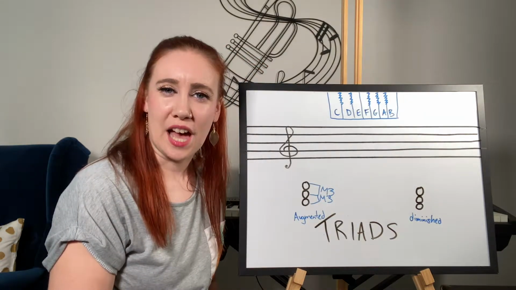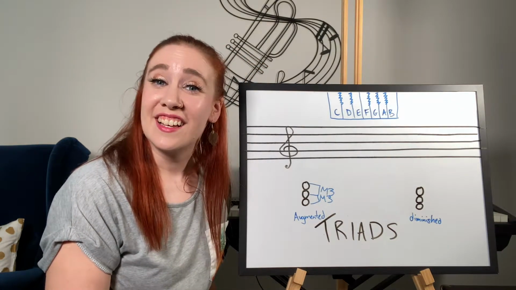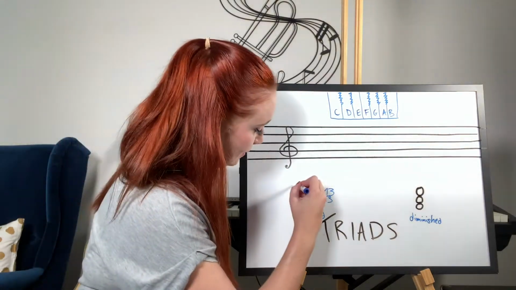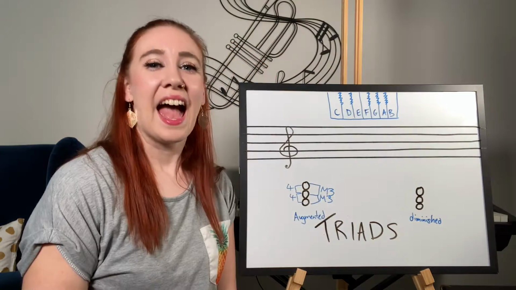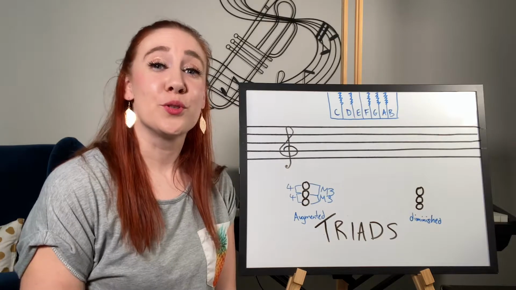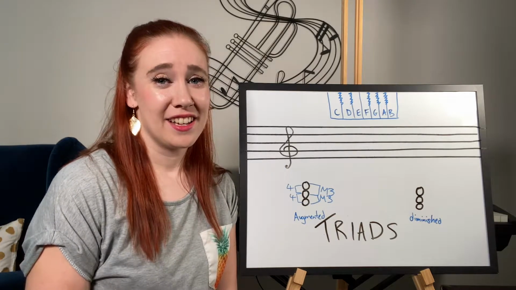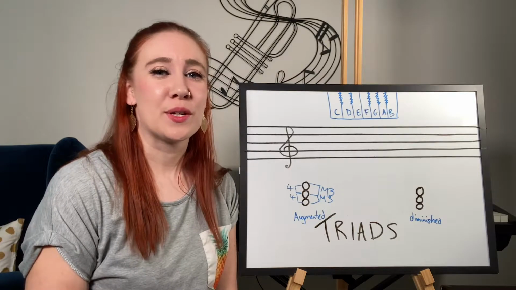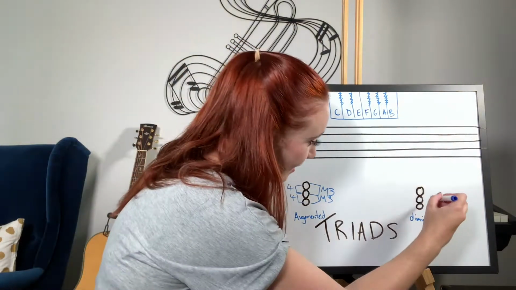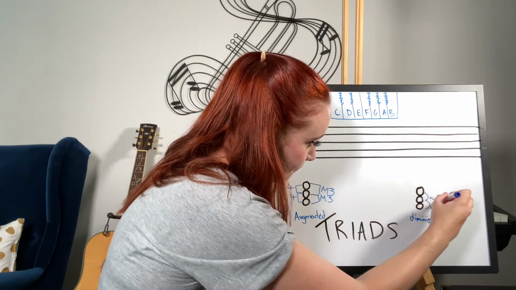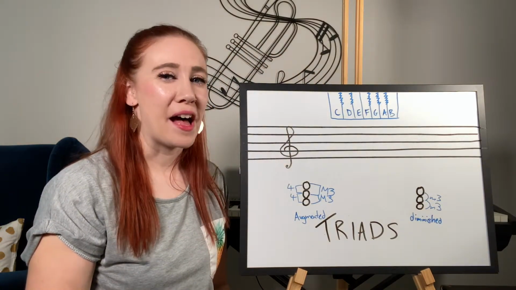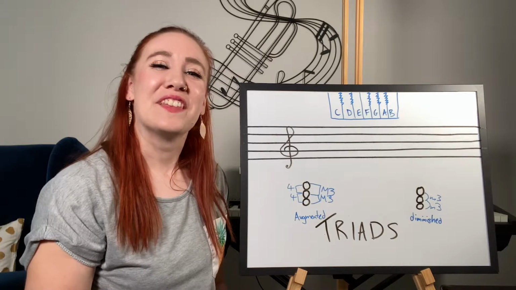How many semitones are there in a major third? Yep, there's 4. Our diminished triad is made up of 2 minor thirds, making it our smallest triad. That means there's the smallest distance between the bottom and top notes. How many semitones are there in a minor third? Yep, there's 3.